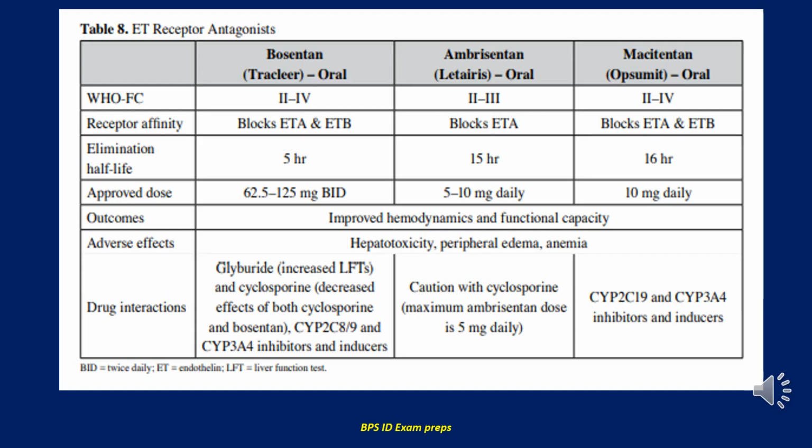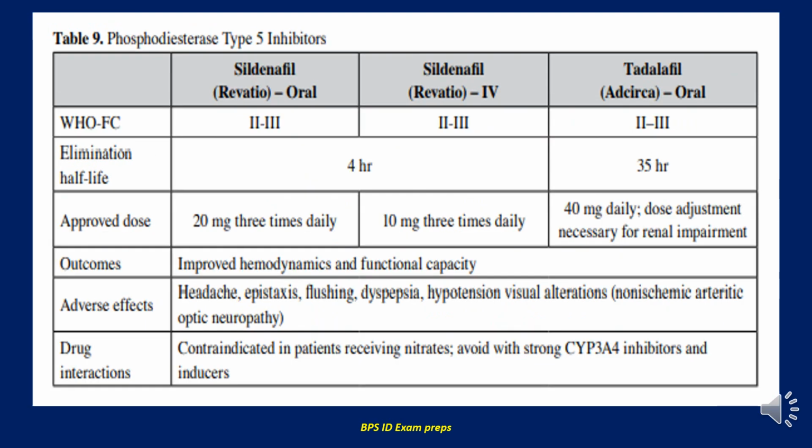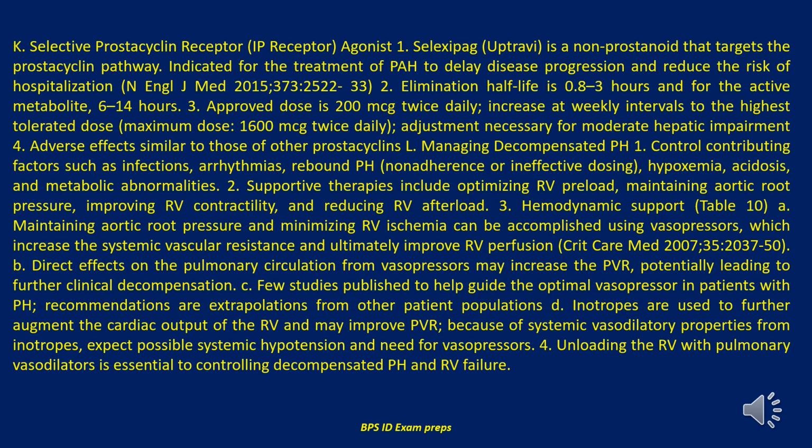Pause the video and carefully scrutinize Table 8 summarizing ET receptor antagonists. Pause the video and carefully scrutinize the table summarizing phosphodiesterase type 5 inhibitors. Next we will discuss selective prostacyclin receptor (IP receptor) agonists.